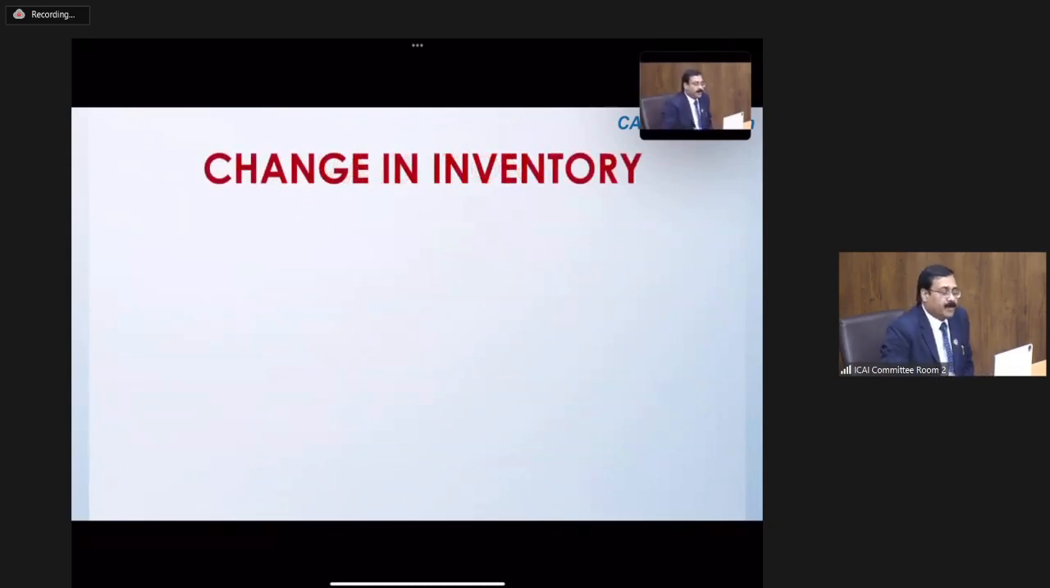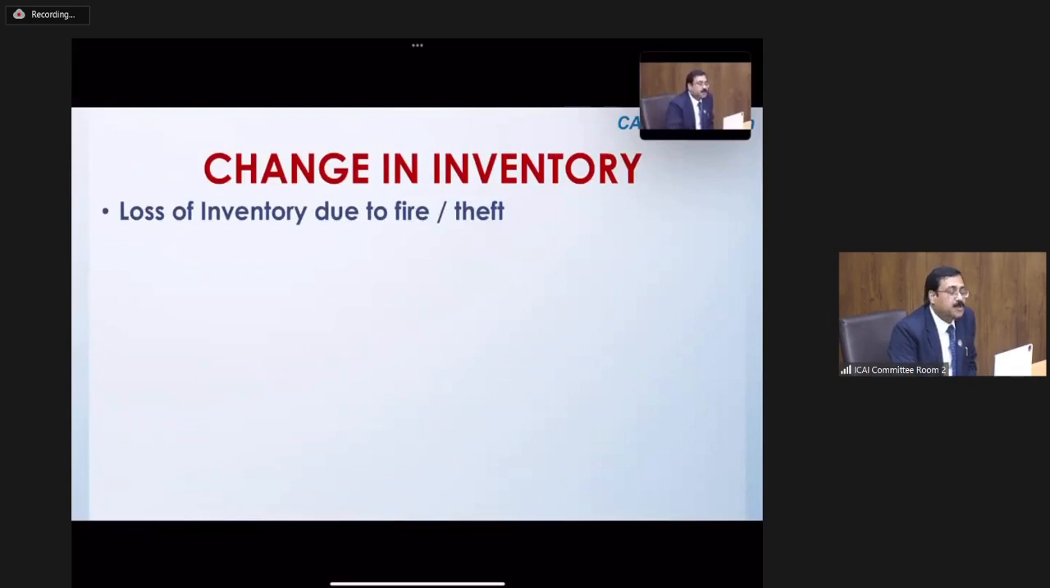Now, I'm talking about certain aspects which could come in, which is not given, I would say, in any accounting standard, but they are there from a normal business practice, where there is a change in inventory, say due to loss of inventory, which is due to fire, due to theft. How to account for? Accounting standard per se doesn't provide that. Though there is, after Ind AS 2, there is some guidance out there. We'll be talking about that. But per se, it is not there.